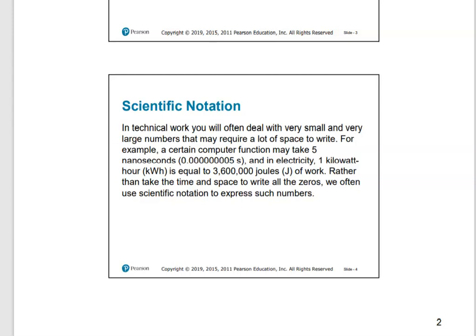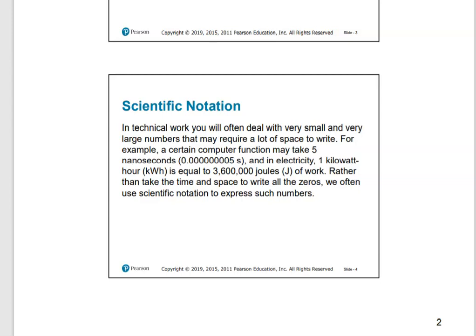In technical work, you will often deal with very small and very large numbers that may require a lot of space to write. For example, a certain computer function may take 5 nanoseconds, which is 0.00, whole bunch of zeros, 5 seconds. In electricity, 1 kilowatt hour is equal to 3,600,000 joules of work.